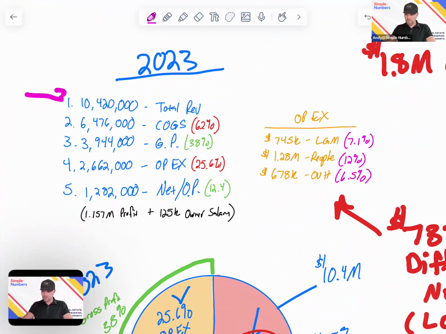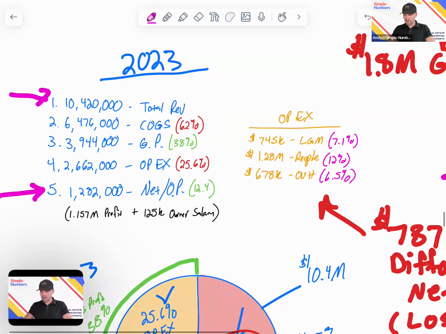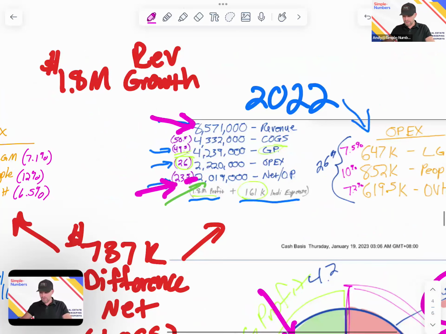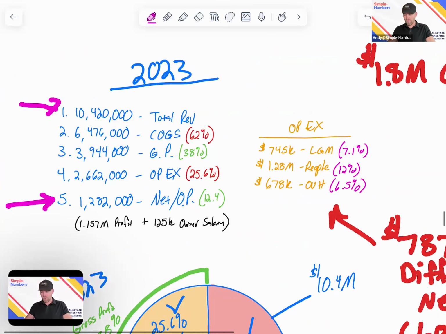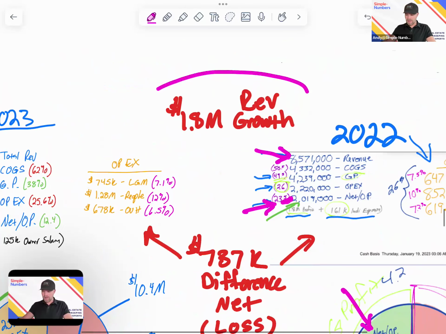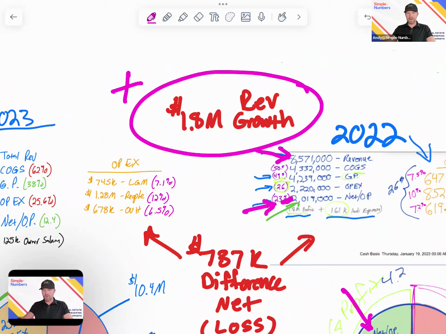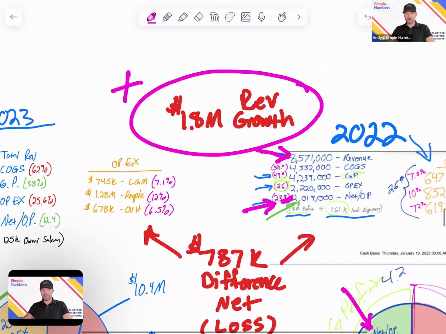They grew by 1.8 million in total revenue, from 8.5 to 10.4. Okay. But watch what happened to the net profit. It went from 2 million, or 23.5%, down to 1.2, or 12.4. So think about this. Increased 1.8 million in revenue, top line. Wow. Looks awesome. They're growing fast.